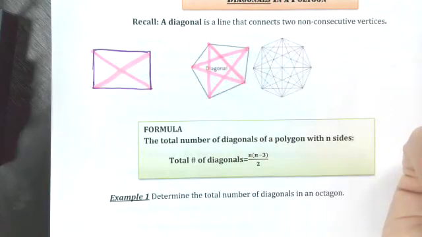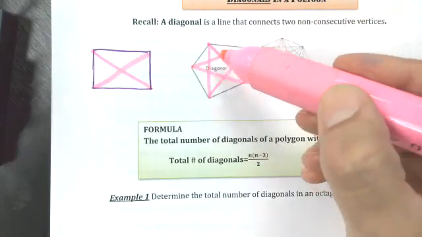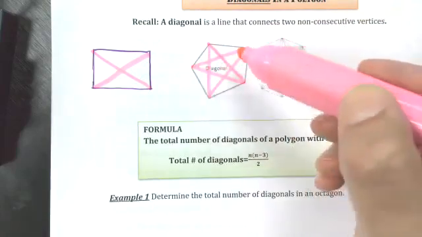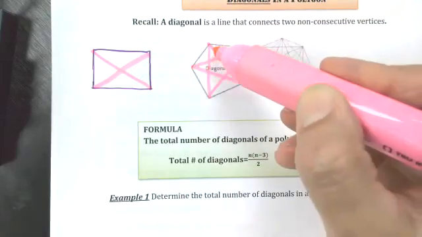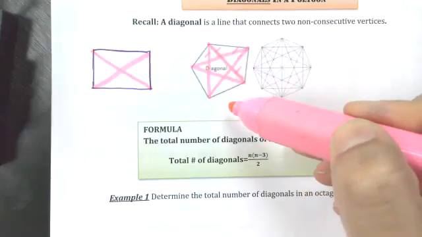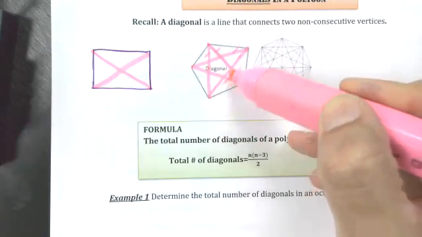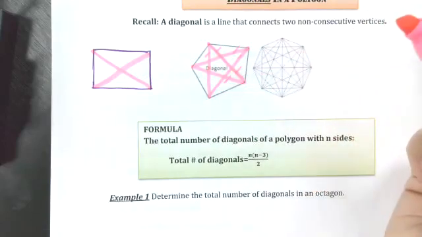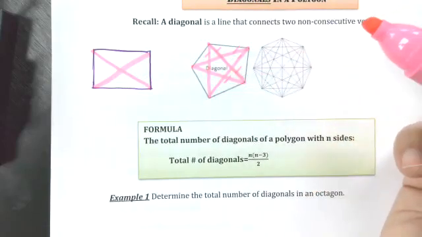How many diagonals does this pentagon have? Can you count them? 1, 2, 3, 4, 5, 1, 2. This is done. 3, 4, 5. I think 6. Is that right? Did I count them all?